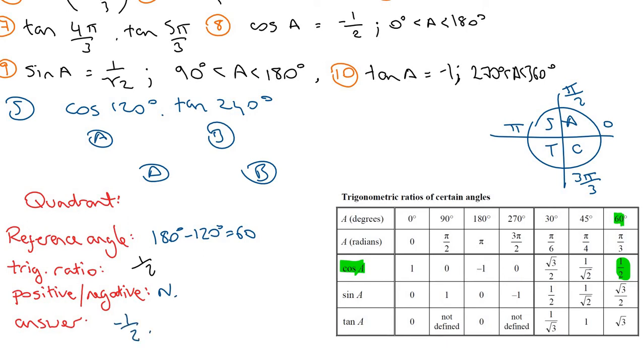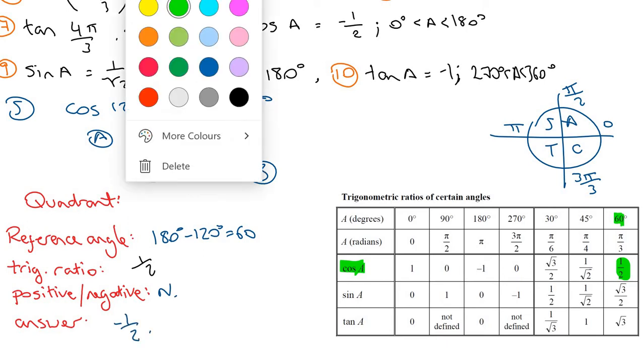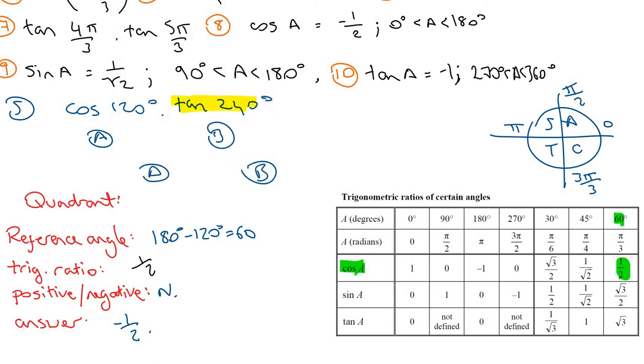Next part, then, we're dealing with the tan of 240. Here, 240 degrees is in quadrant number 3. How to get the reference angle? It's going to be 240 minus 180, which is 60 degrees also. So now we're looking at the tan of 60 degrees, which is root 3. Is it positive or negative? Well, in quadrant number 3, tan is positive, so it's just going to be root 3, which is positive.